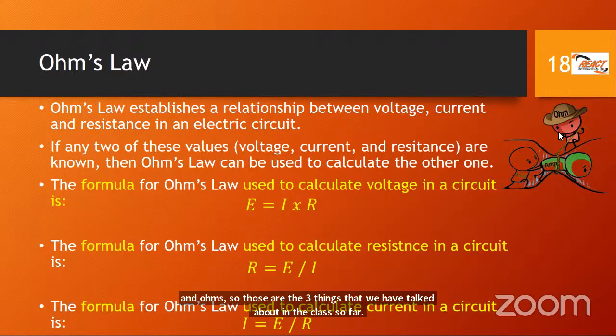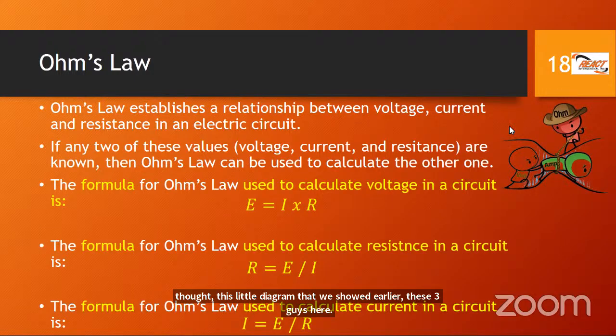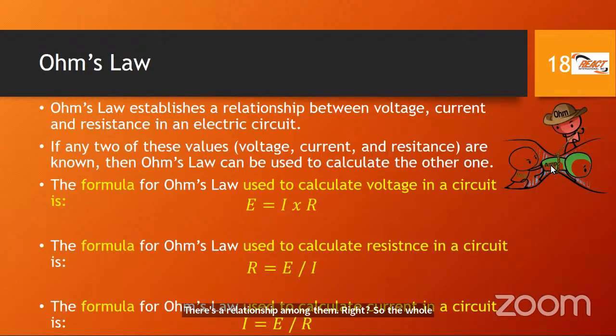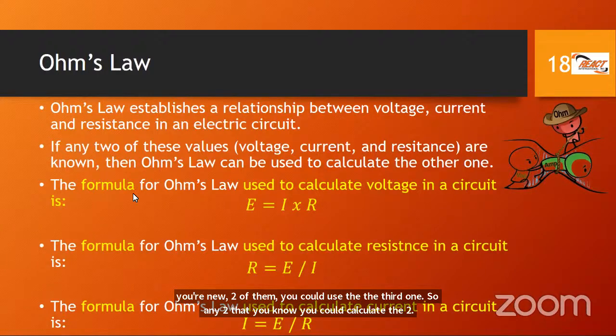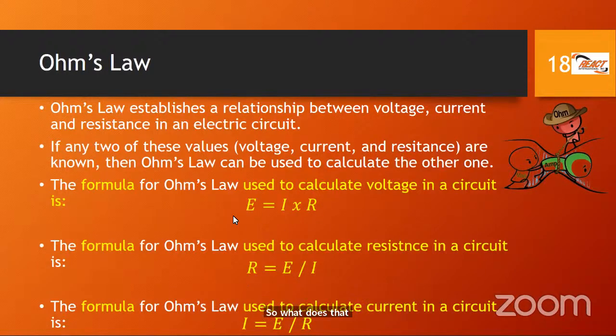As a matter of fact, this little diagram that we showed you earlier, these three guys here, there's a relationship amongst them. So the whole thing about it is, once there's a relationship between these three things, if you know two of them, you could use it to calculate the third one. So any two that you know, you could calculate the third. So what is that magic formula? The formula for Ohm's law is E is equal to I multiplied by R.